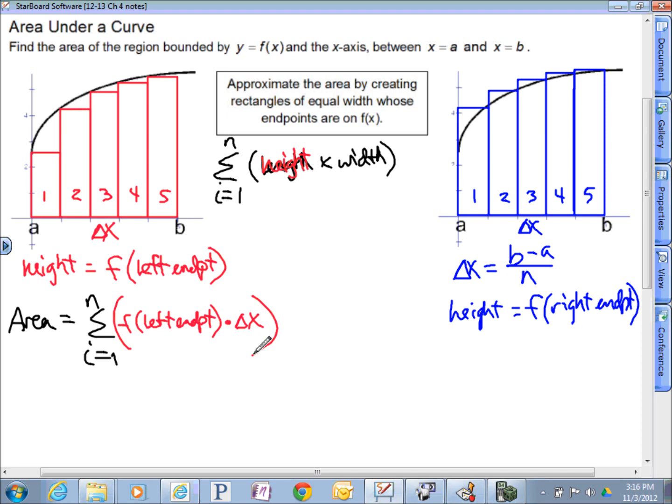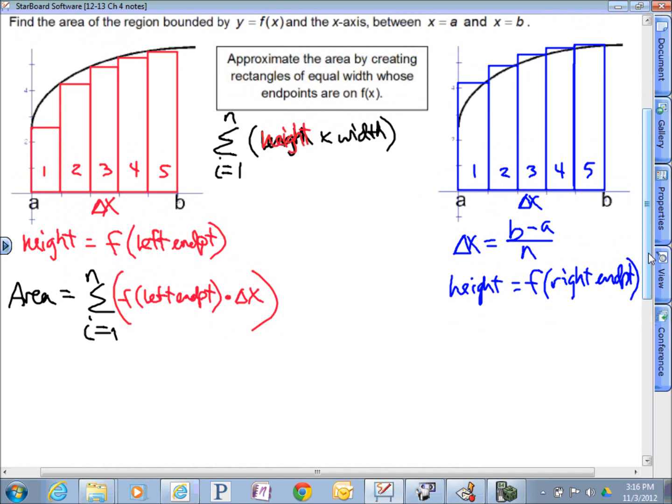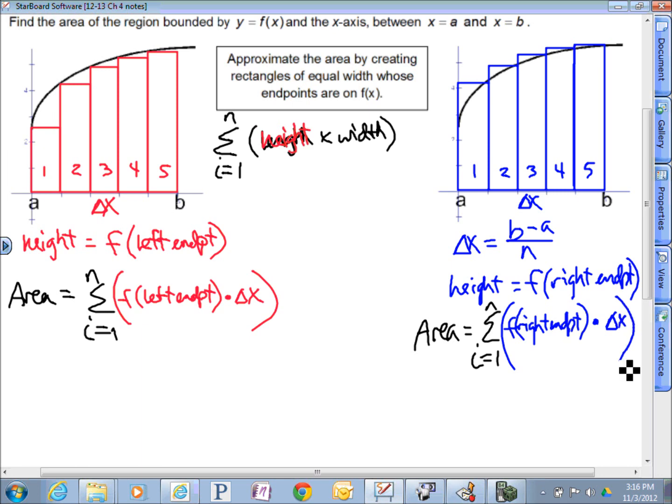If I wanted to do it on the other side, my area would be equal to sigma i equals 1 to n. This time, f of my right endpoint times change in x. Well, how do you know which one to use? Well, you're going to have some instructions.